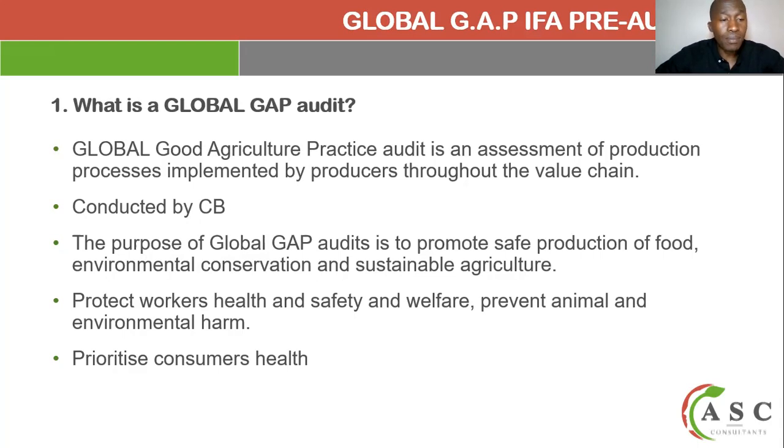All right. Then it also prioritizes consumers' health. So what do we mean by that? By production of safe food, it means that consumers will be free from foodborne illnesses, and they will also be free from an event where they consume food that contains glass residue or any other hazardous materials that will likely cause injury to them. Okay, so let's move on.